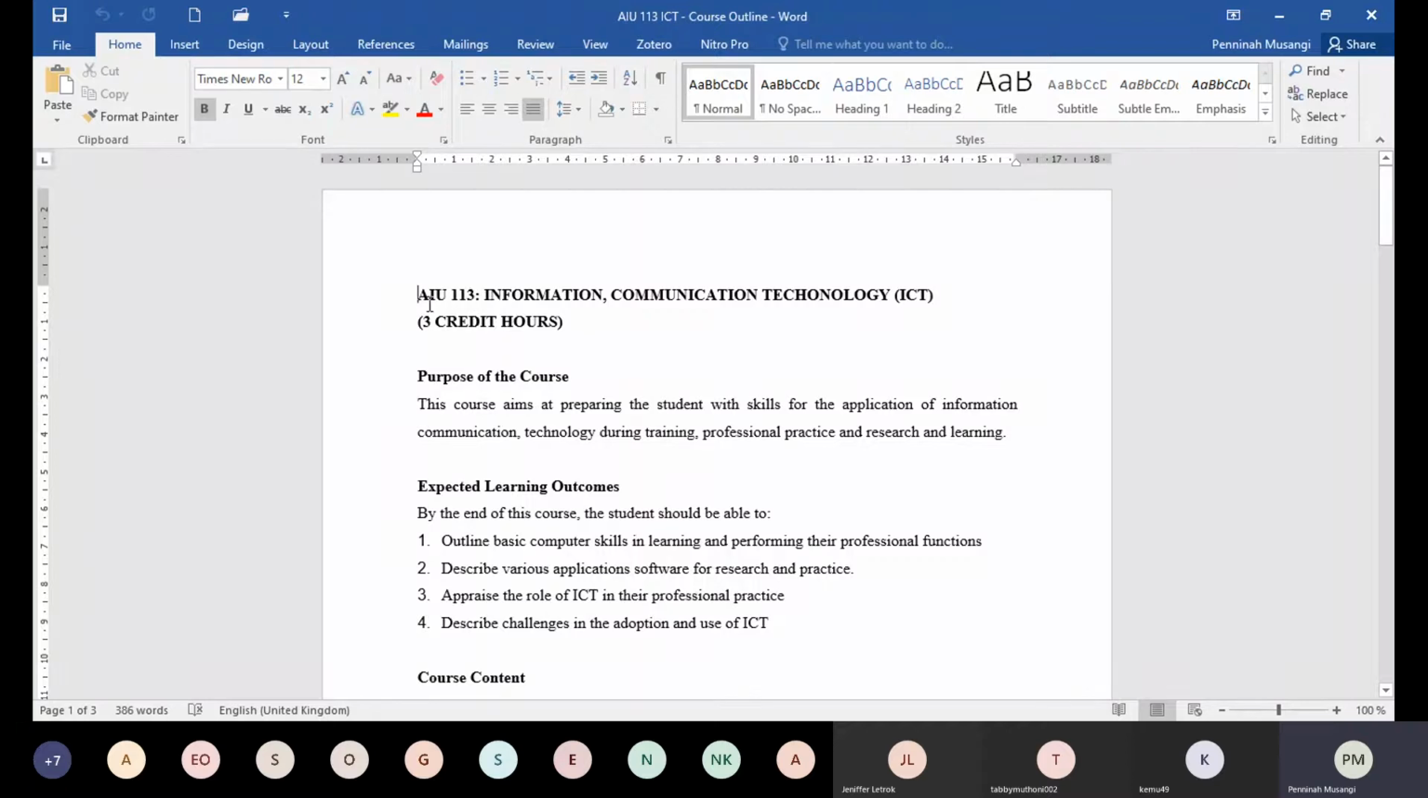When you see a course coded AIU, it means AMREF International University. So it's a university common course. And I know you'll be taking other common courses also. So this is one of the common courses you'll be taking, and the course title is Information Communication Technology, basically ICT. It is a 3-credit-hour course.